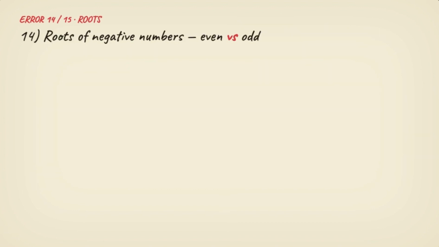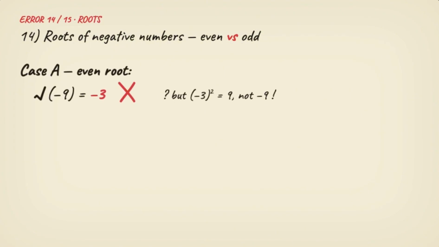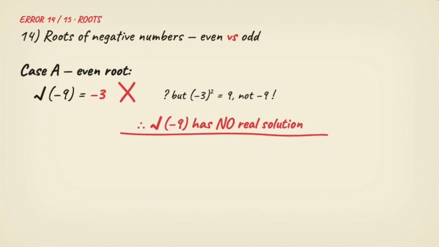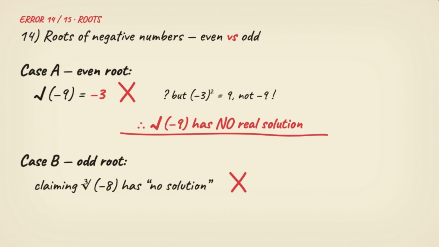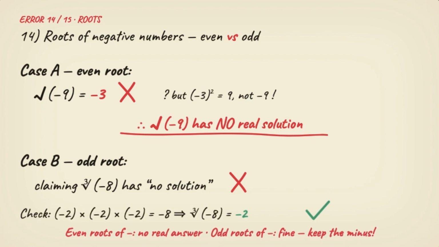Error 14. Confusion with roots of negative numbers. The square root of -9 cannot be -3 because -3 squared is +9, not -9. In fact, an even root of a negative number has no real solution. But do not over-apply that idea. An odd root is fine. -2 times -2 times -2 is -8, so the cube root of -8 is -2.